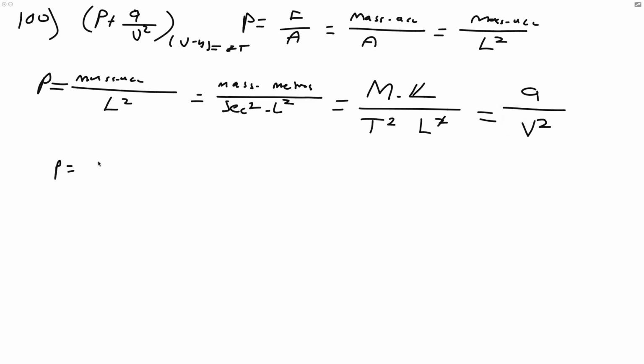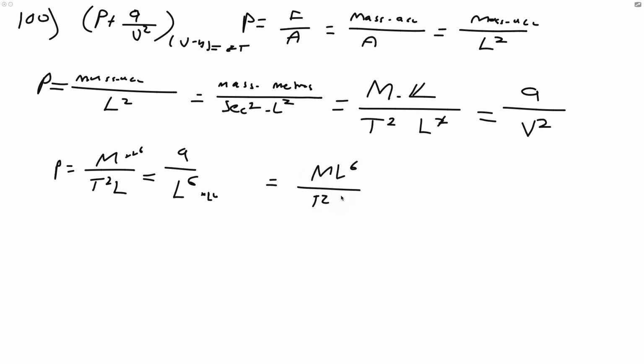P equals M over T squared L, which equals A over L to the power of 6, because it's squared. So 3 times 2 is 6. Now if we rearrange the equation, times this by L to the power of 6, times this by L to the power of 6, we're going to be left with ML^6 over T squared L equals A.